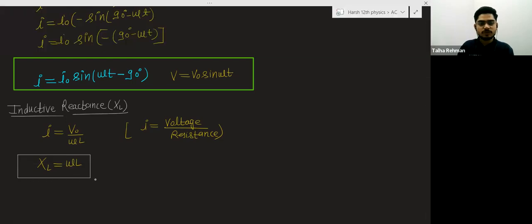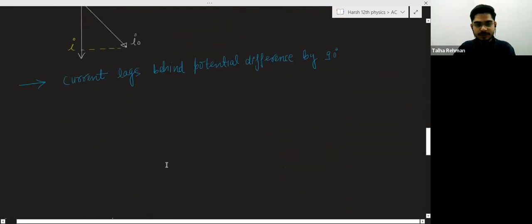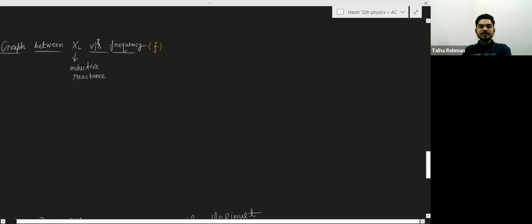This formula will be used again and again, and you should know the relation between the angular frequency and the frequency. In the equation XL equals omega L, omega can also be written as 2 pi f. The phasor diagram is completed, so now we will draw the graph between the inductive reactance XL and the frequency of the voltage or the current.